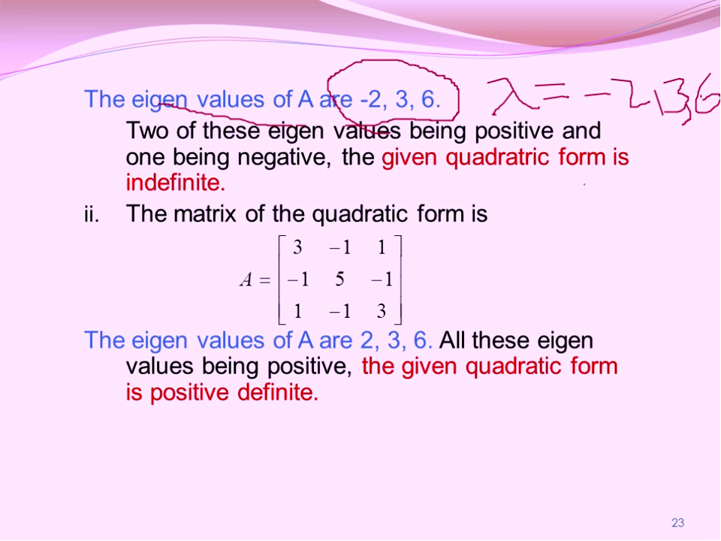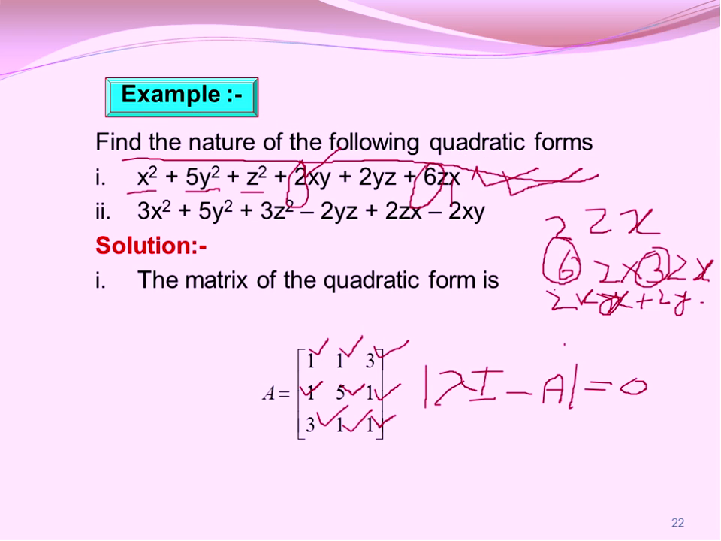So we observe from the previous page that some values are negative and some values are positive. Yes, it is the indefinite type. You are right, one eigenvalue is negative and the others are positive. So the given quadratic form is indefinite.